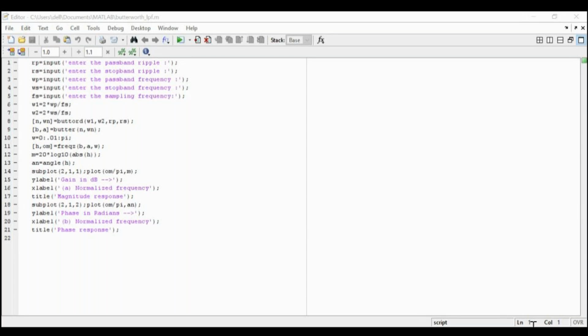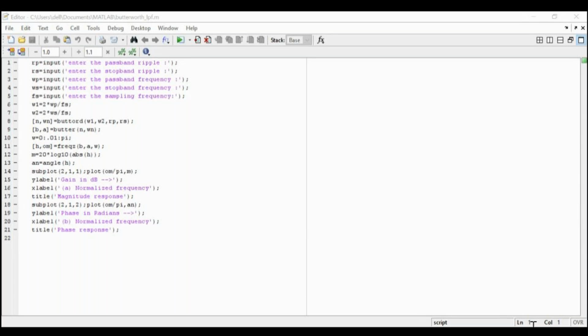And b comma a is equal to butter of n comma omega n. An IIR filter is a recursive filter which has both numerator coefficients as well as denominator coefficients. So H of z will be in the form of b0 plus b1 z power minus 1 plus b2 z power minus 2 and so on, divided by 1 plus a1 z power minus 1 plus a2 z power minus 2 and so on. B stands for numerator coefficients, a stands for denominator coefficients. So taking into account n and omega n values, it returns the Butterworth low pass filter coefficients.